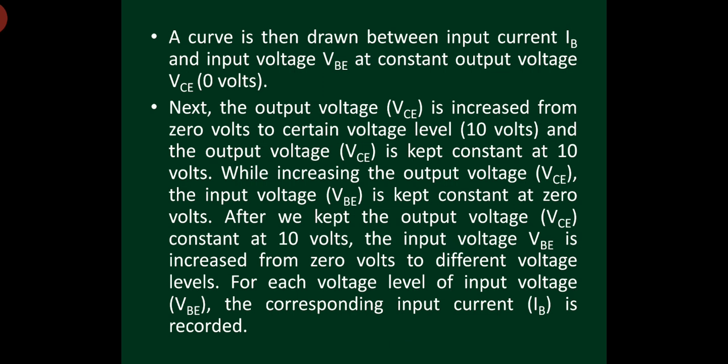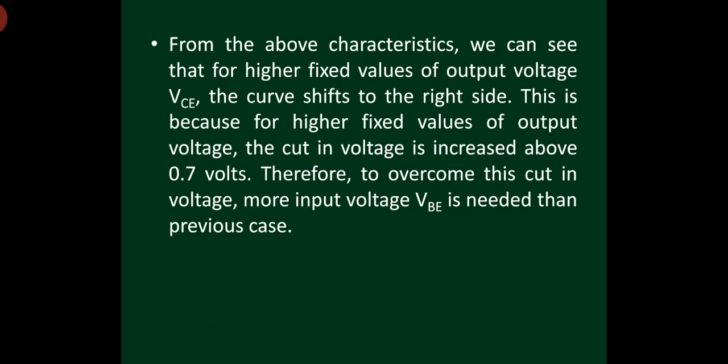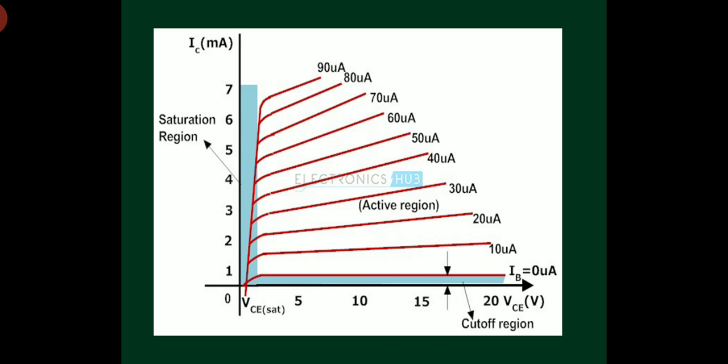So this is the graph which we will get if the characteristics are laid between VCE and IC for different fixed values of IB.